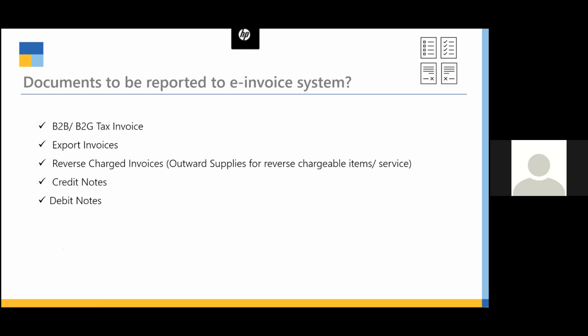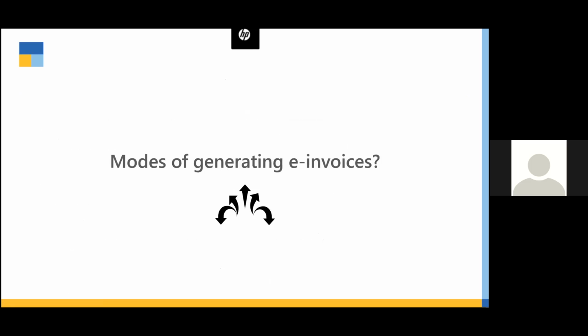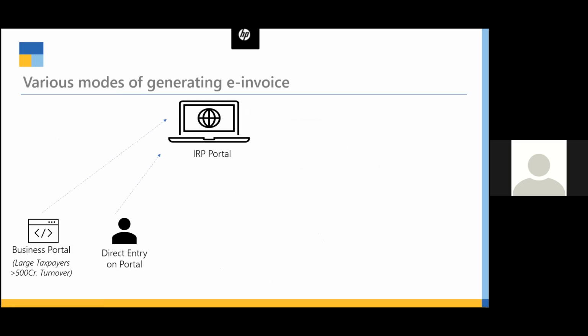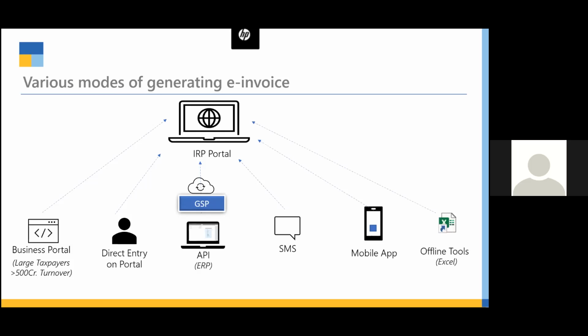So which documents are required for e-invoicing? B2B, B2G tax invoices, export invoices, and the invoices which attract RCM, debit notes and credit notes. So modes of generating e-invoices: currently it is available for larger businesses. There is a portal given by the department, and there is a direct entry option given currently for these large businesses. Otherwise, yes, there is an API through whatever ERP software you are using. Through GSP, you can connect to the IRP portal and generate. There is an SMS facility, mobile app, and offline tools.